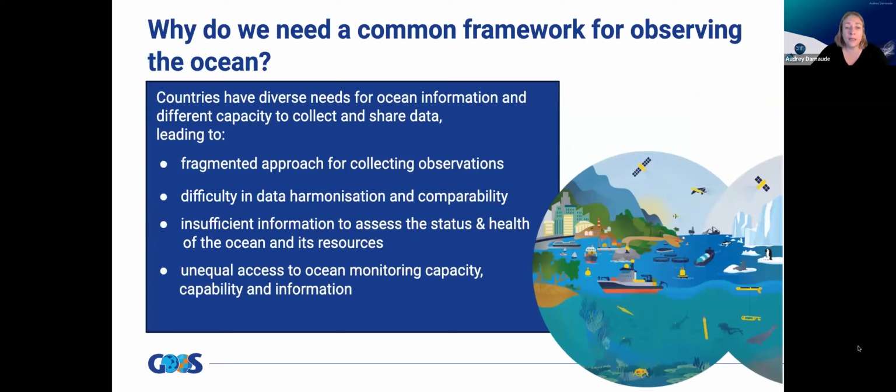What happens is that many countries in the world have diverse needs for ocean information and also different capacity to collect and share data. Because of this, we currently have a fragmented approach for collecting observations, particularly on ocean biology and ecosystem. We follow diverse standards for data and metadata, and the level of sharing for ocean biodiversity data is particularly limited. All this creates difficulty in harmonizing and comparing data from different regions, and also insufficient information to assess the status and health of the ocean biodiversity. But it also results in unequal access to ocean monitoring capacity, capability, and information. Next, please.